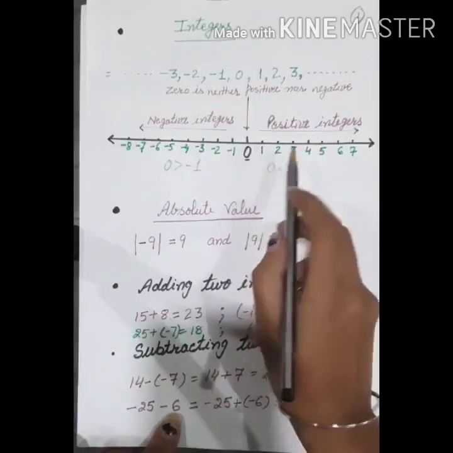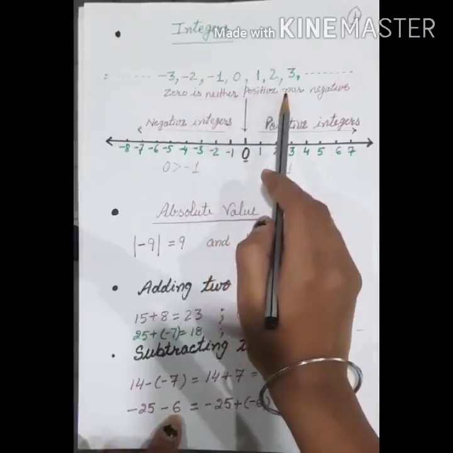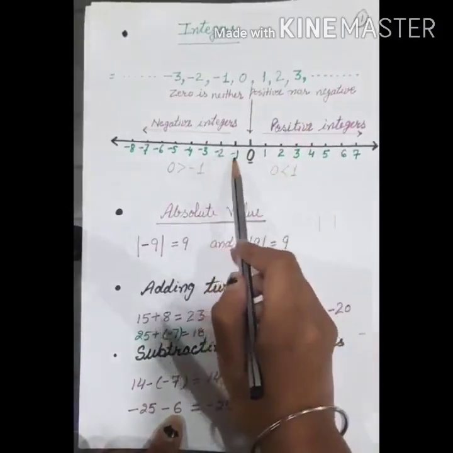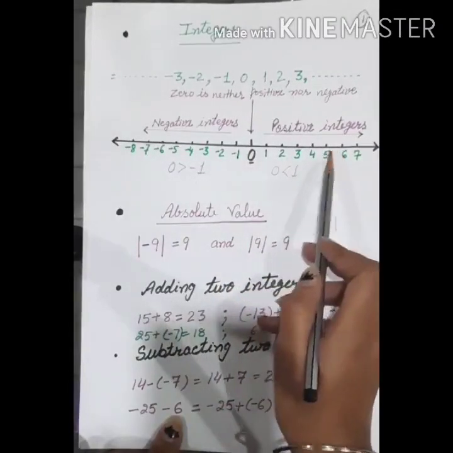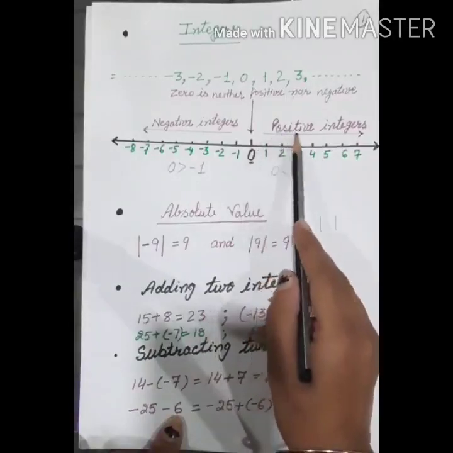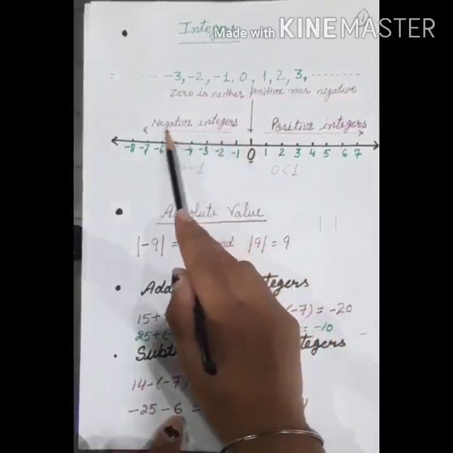The collection of whole numbers and negative numbers is known as integers. The numbers -3, -2, -1, 0, 1, 2, 3 and so on are the integers. The numbers above 0 are called positive numbers and those below 0 are called negative numbers.